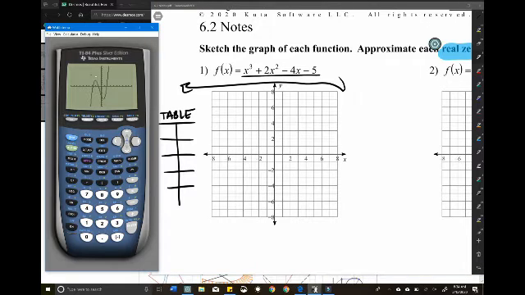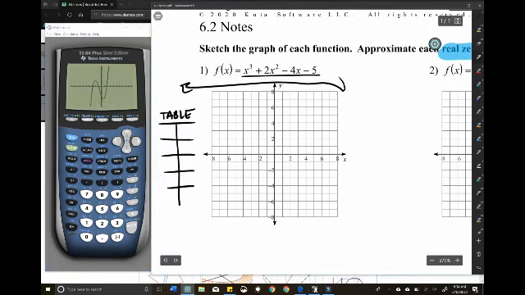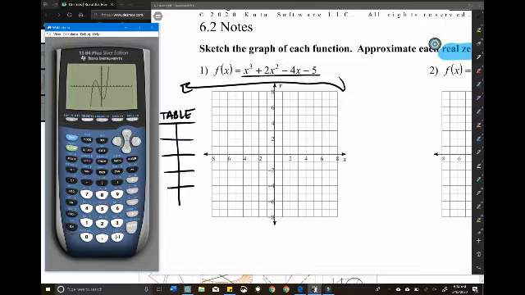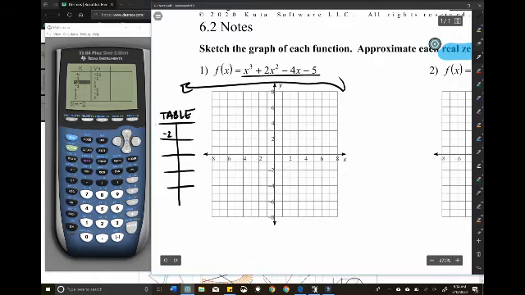Some good points to look for. We see here there's about a peak. There's another peak here, and we can look for those by using trace or going to the table. So I see at about -1, 2, there's a peak. So let's see what our calculator says. If we scroll up and down, there's our different values. So I see at -2, we're at the point 3. So we have the coordinate -2, 3.